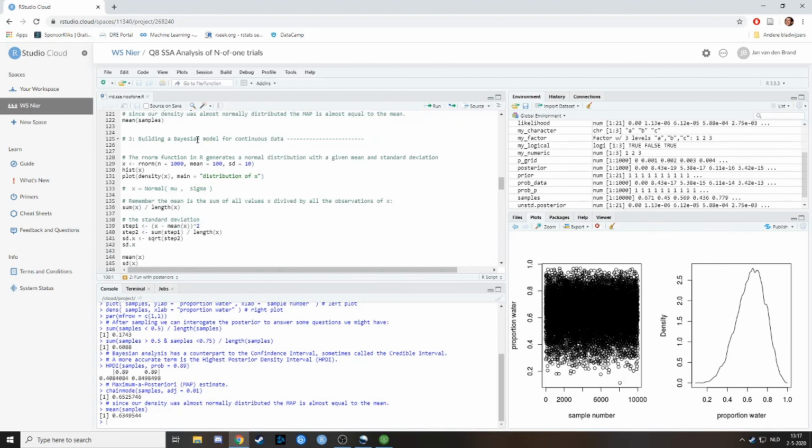Next time, we're gonna build a Bayesian model for continuous data, which is the next step on our way to get the model for our magnesium data.